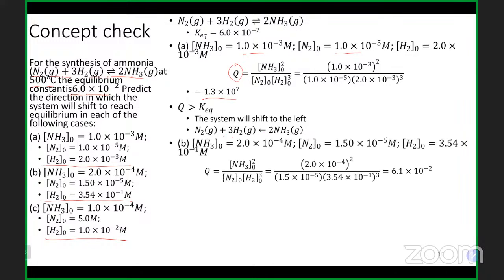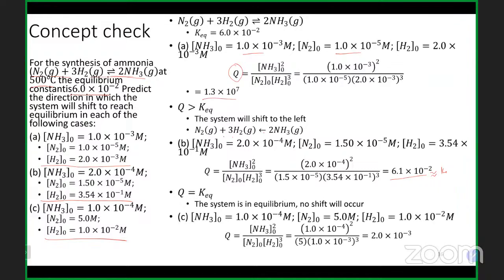In the second system, Q is 6.0, which is almost equal to the equilibrium constant. So the system will not shift. In the third instance, plugging in these values, this is what we observed. This is less than K equilibrium, and the system will shift to the right. So to the right will be to the product. You have too much reactant in the system.